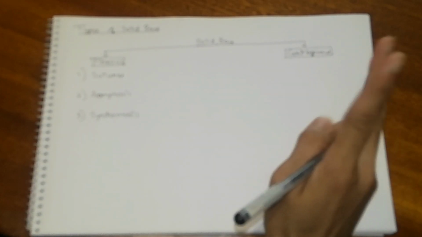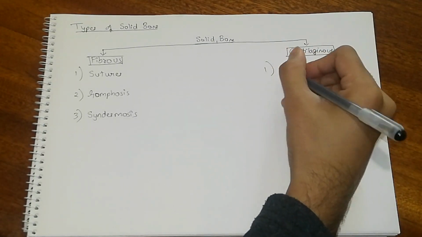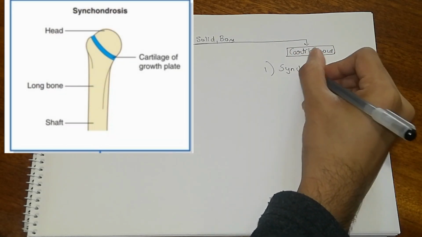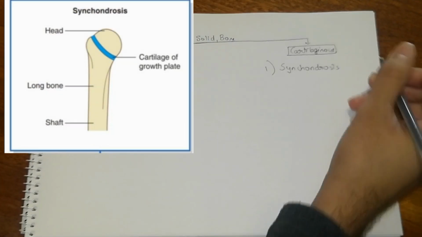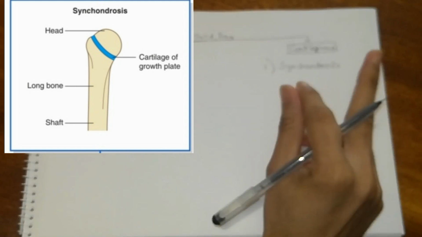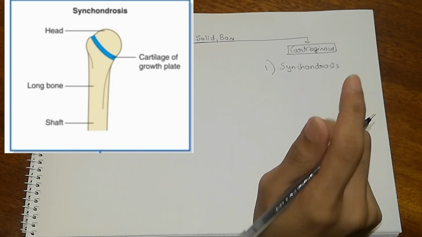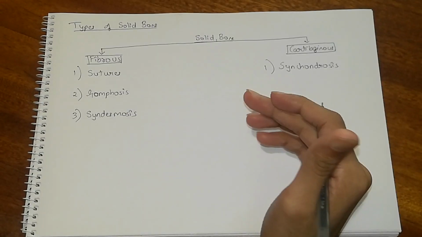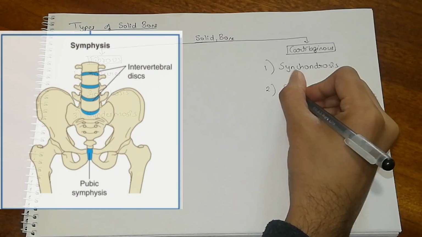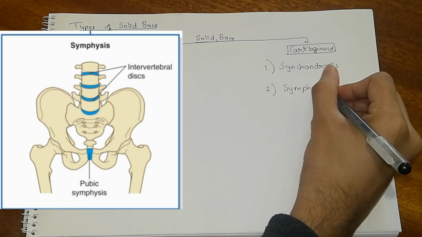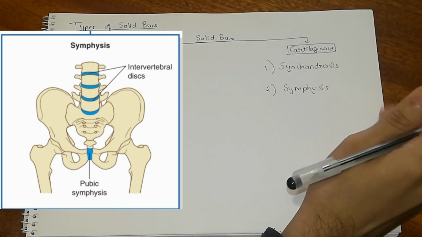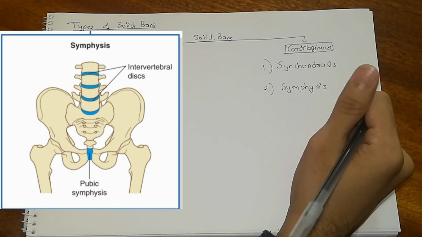And in cartilaginous joints, the first one is synchondrosis. Synchondrosis occurs when two ossification centers in a developing bone are separated by a layer of cartilage. And the second one is symphysis. In symphysis, two separate bones are interconnected by cartilage.